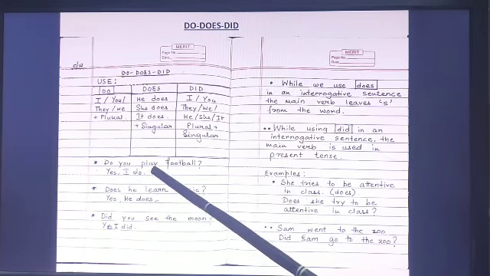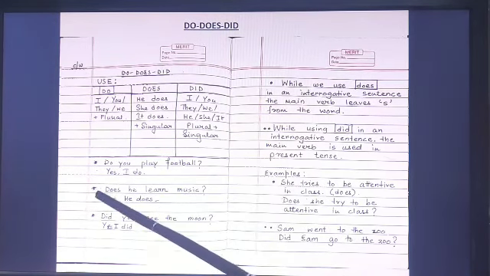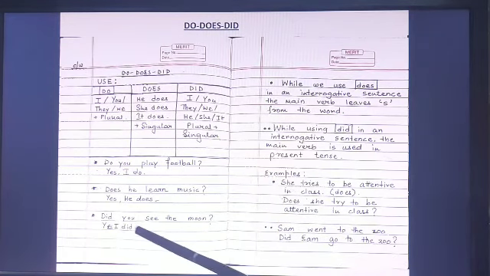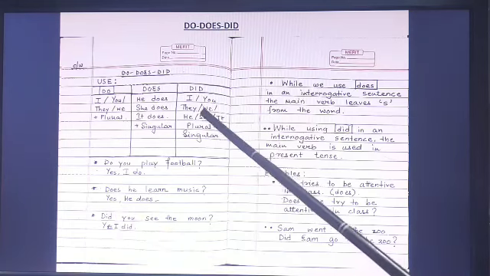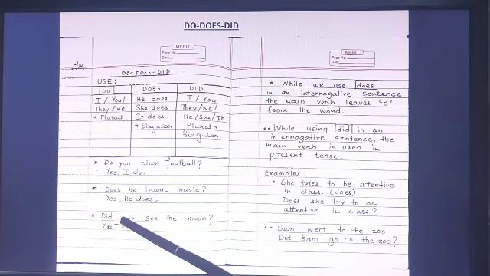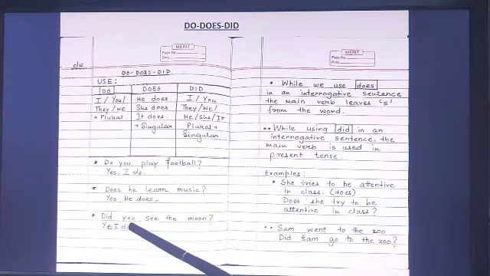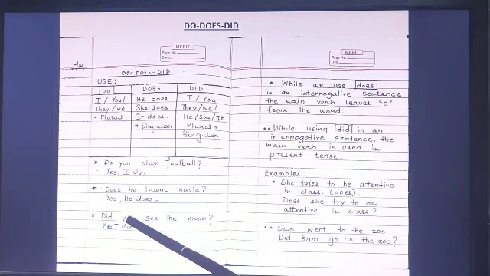Do you play football? You. See. Does he learn music? He. Did you see the moon? You. Did they see the moon? They. You can use any of the helping verbs here. Any of the subjects here. Sorry, I'm so sorry. Any of the subjects here. Okay.